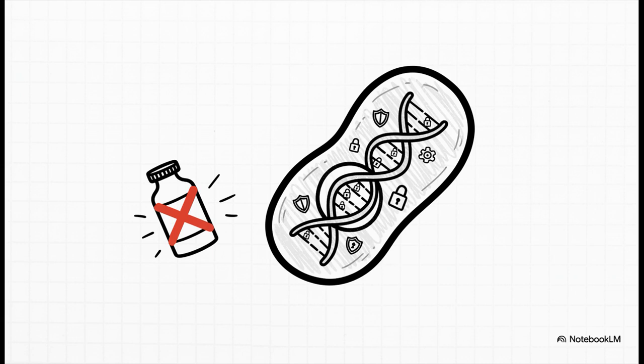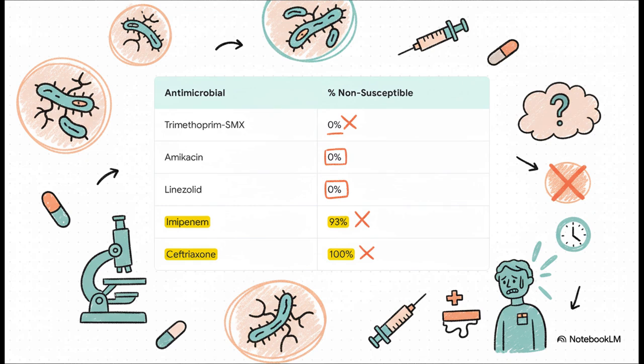susceptibility test. So let's actually look at the data here using the CLSI breakpoints. Up top, you've got our go-to drugs: trimethoprim-sulfamethoxazole, amikacin, and linezolid. Look at that, 0% non-susceptible. These are our workhorses. But now, look down at the bottom, our common empiric drugs. Imipenem, 93% non-susceptible. Ceftriaxone, 100%. The MICs are just off the charts.